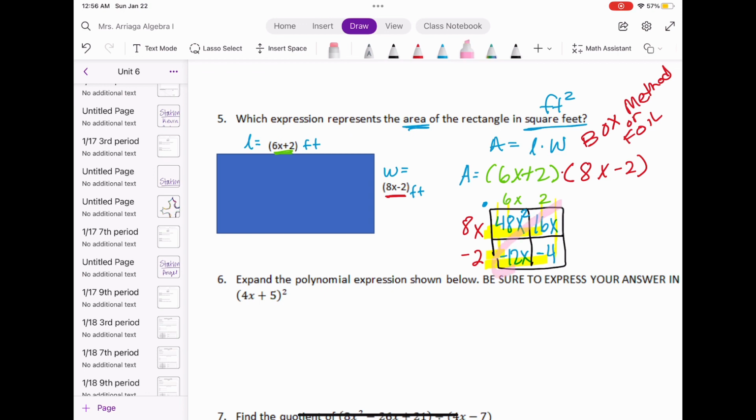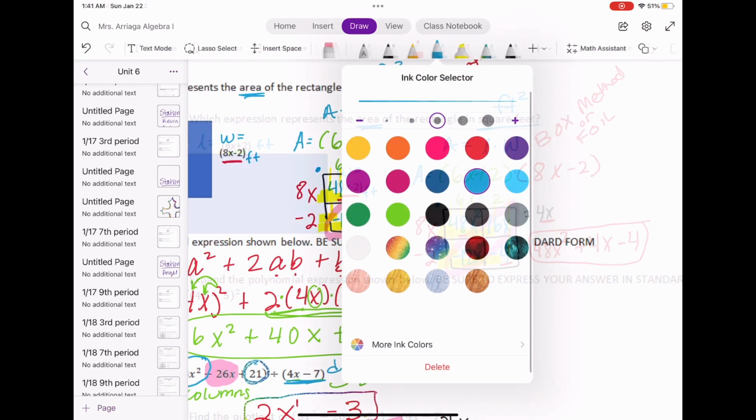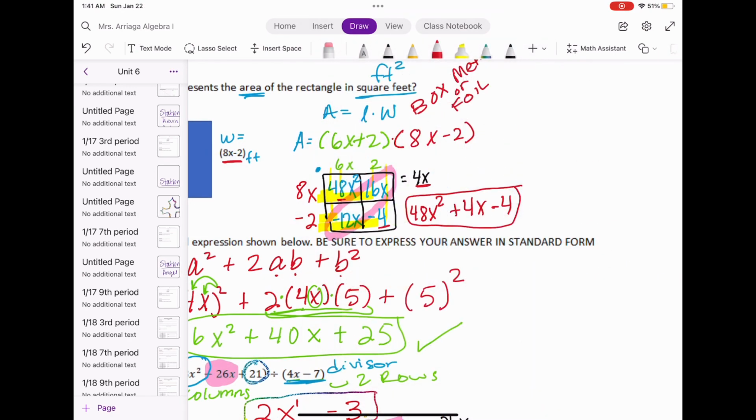Now remember, before we write the answer, we need to combine those x's, so the diagonal line. So what's negative 12 plus 16? That is positive 4x. And now our answer is going to be that first box, which is 48x squared, that combination number, which is plus 4x, and that last number in the box, which is negative 4. And don't forget, I almost forgot, square feet.